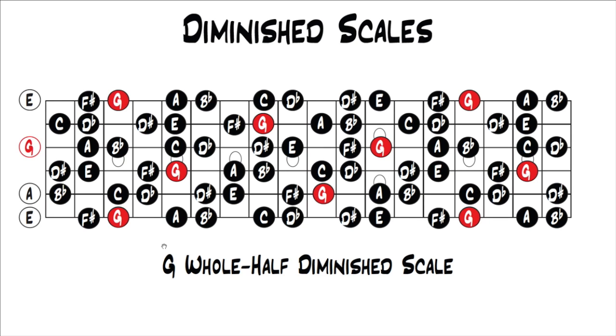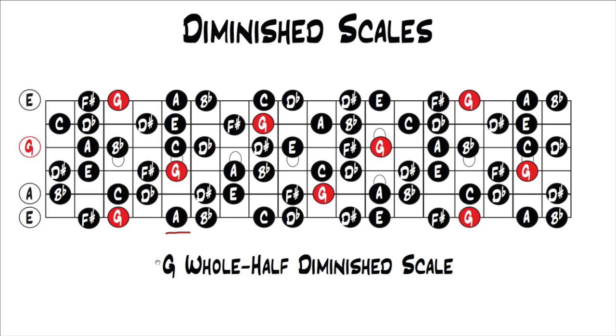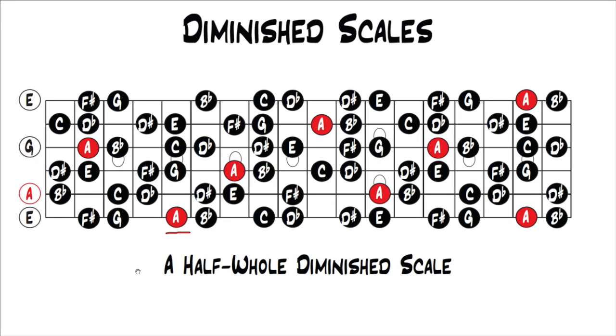So because the half whole is a mode from the whole half scale, you consider the whole half the first mode and the half whole the second mode. That means if you were to look at the whole half scale in the key of G, which is what's on your screen right now on the whole fretboard, if you started on A and made that your root, then you'd have the A half whole diminished scale. So it would work the exact same way as the major scale modes work. So G whole half and A half whole share the same notes.